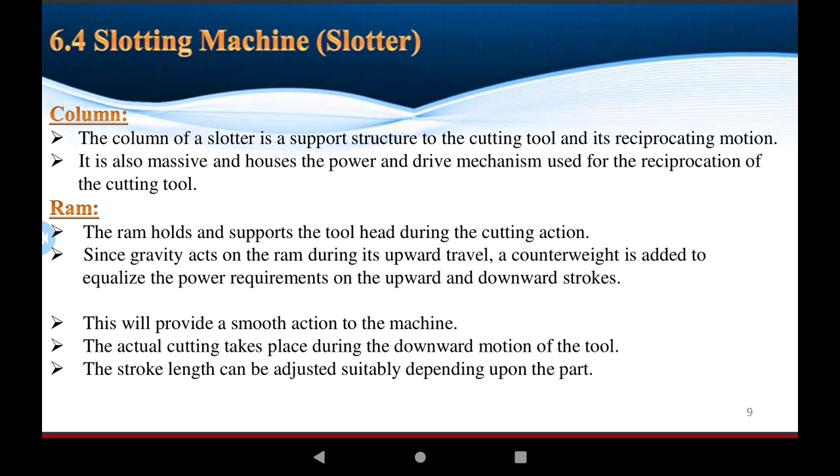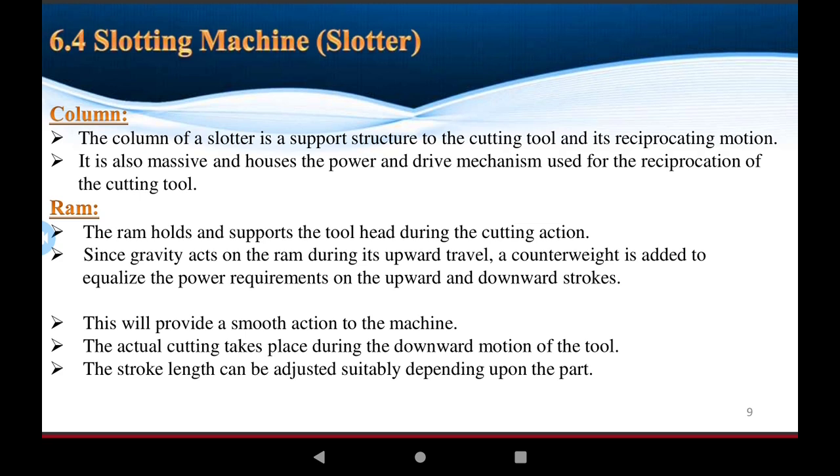Since gravity acts on the ram during its upward travel, a counterweight is added to equalize the power requirement of the forward and downward strokes.